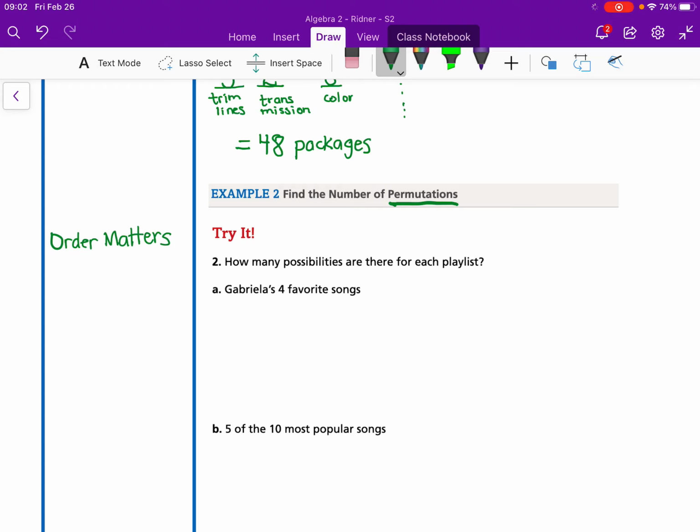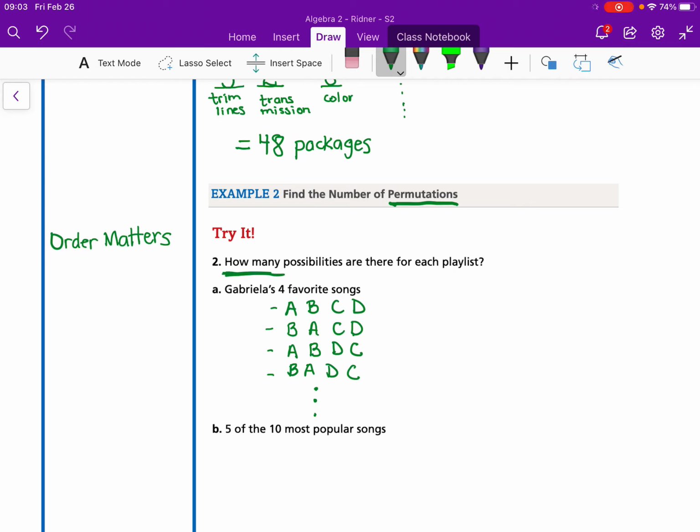So if we want it in order for a permutation, think about having 4 favorite songs. Let's say that those songs are called A, B, C, and D. We could reorder them to be B, A, C, D. We could do A, B, D, C. B, A, D, C. Okay, so we get the idea. I'm going to pause there because I'm not trying to write them all out. I just want to know how many.